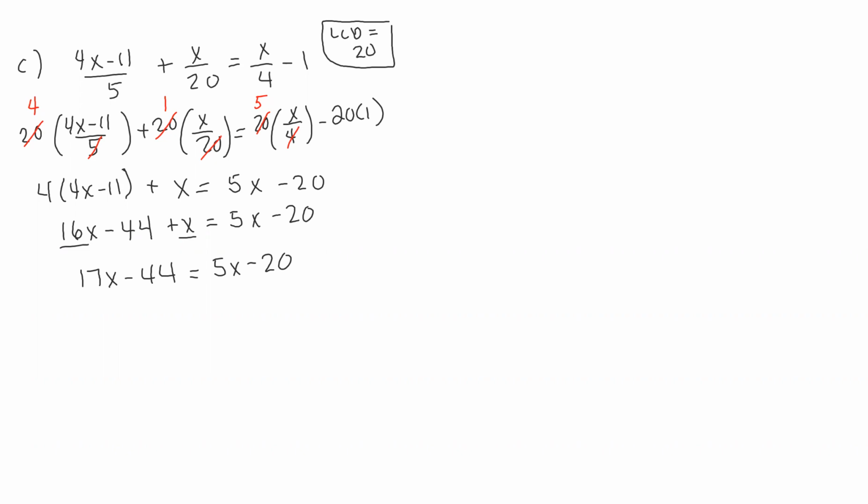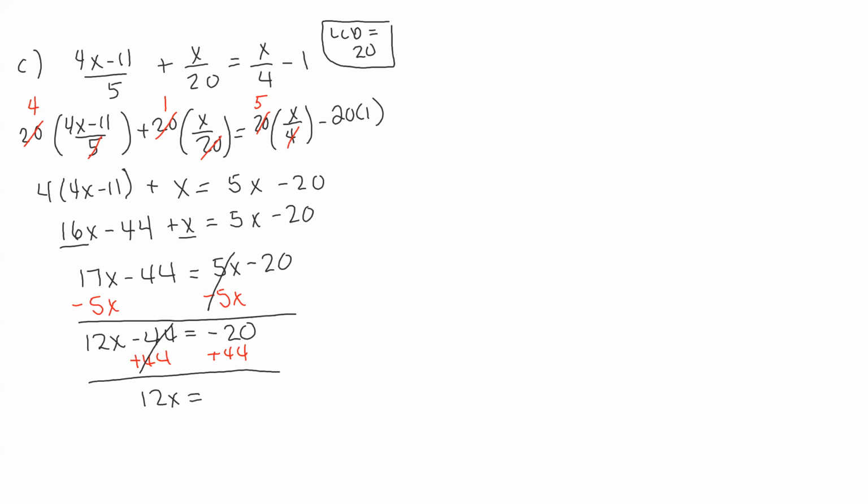So I'm going to start with the variables. I'm going to move 5x to the left. So I'm going to subtract 5x. 17x minus 5x is 12x minus 44 equals 5x is canceled to become 0. 0 minus 20. 12x equals, and then negative 20 plus 44 is 24.